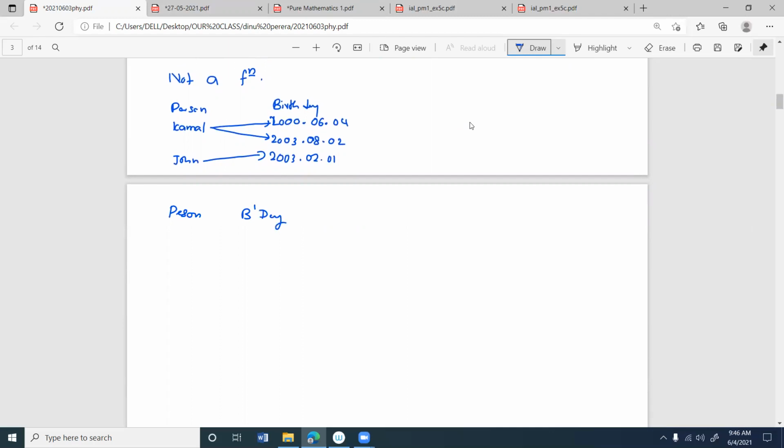This, that is John and Alex. Alex, John's and this one. So you can say 1999, 3, 4. This is possible. John and Anne both can have the same birthday, whereas Alex is having 2006 too. This is possible. It's not a problem for a function.